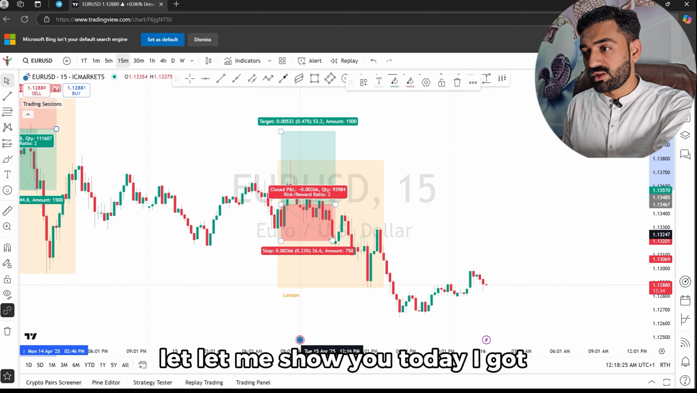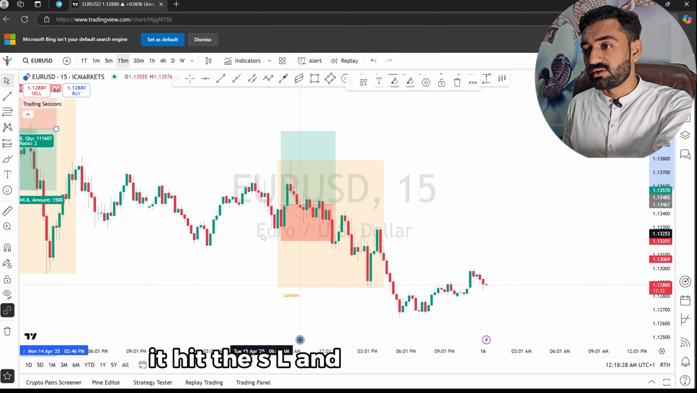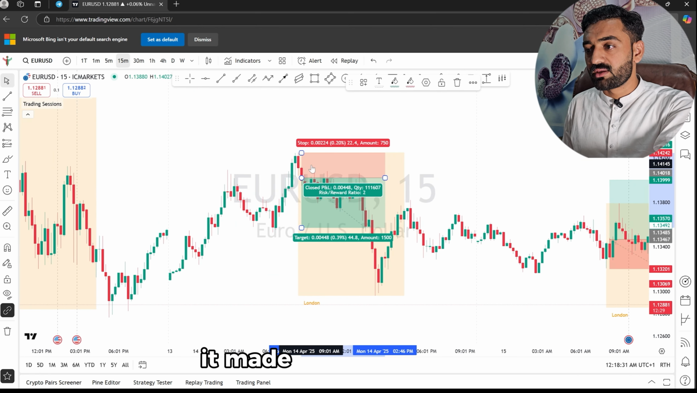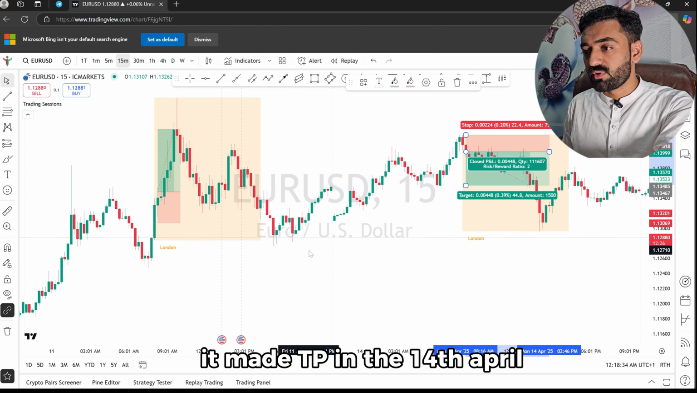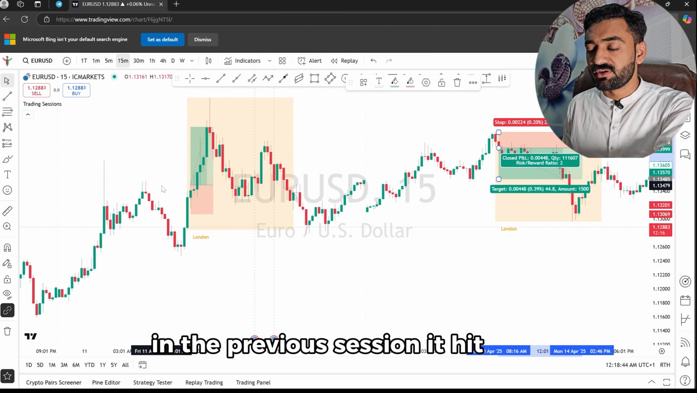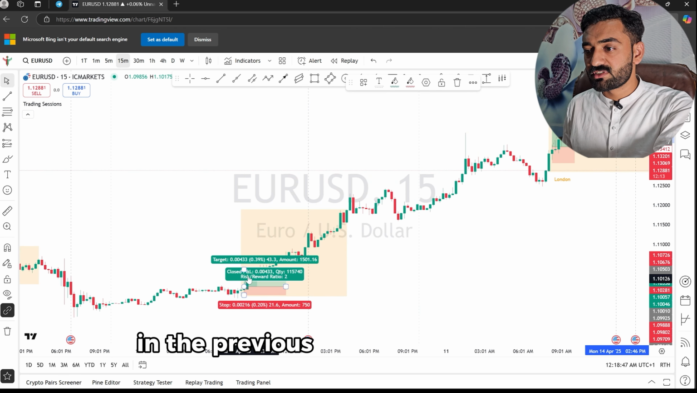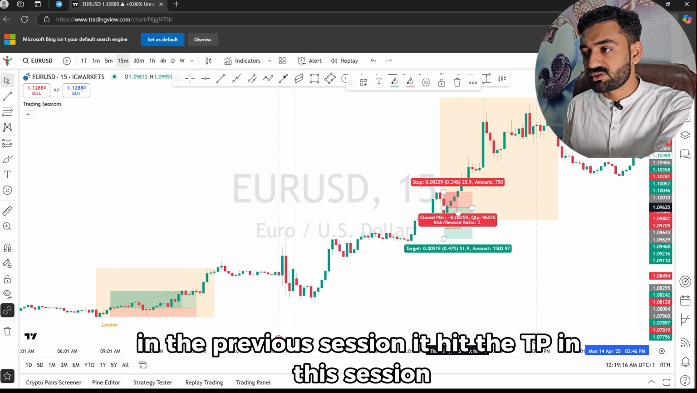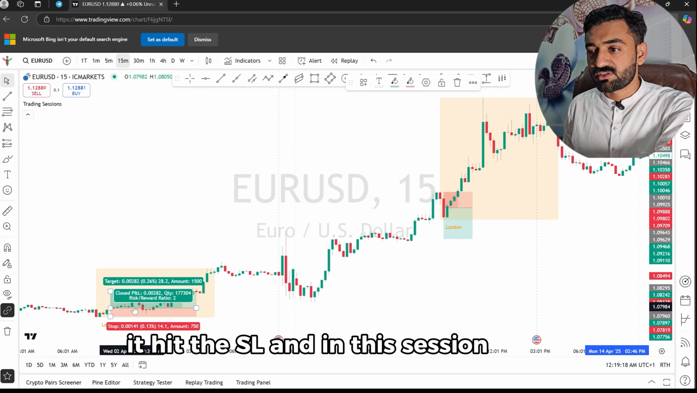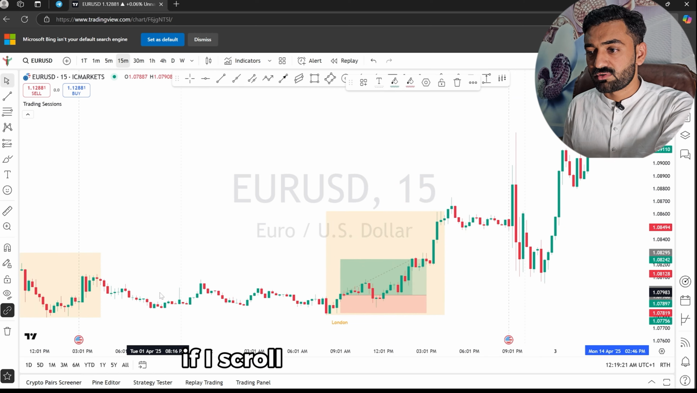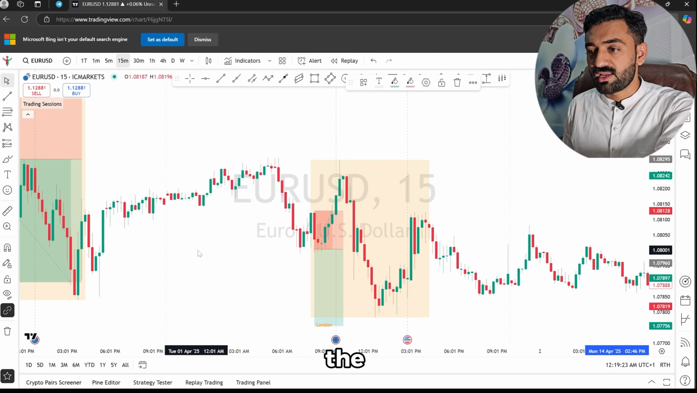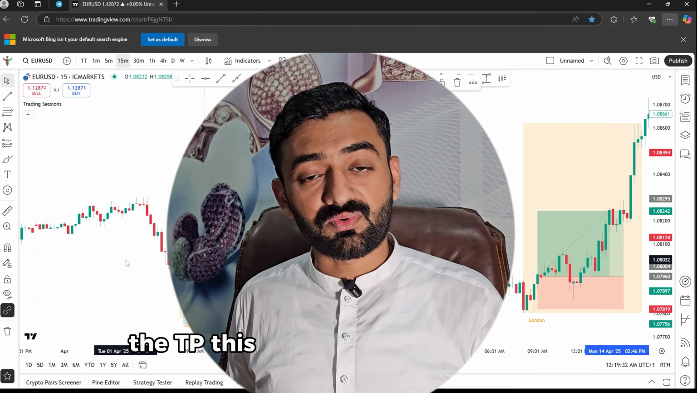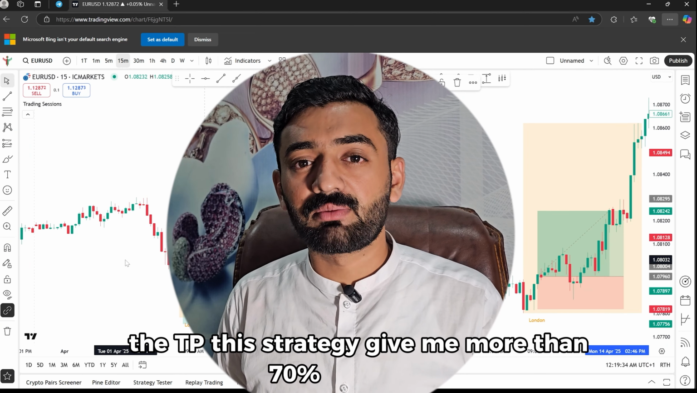Today it hit the SL, and yesterday, the 14th of April, it made TP. In the previous session it hit the TP. Again in the previous session it hit the TP. In this session it hit the SL, and in this session it hit the TP. If I scroll further back, SL, TP. This strategy gives me more than 70% win rate.